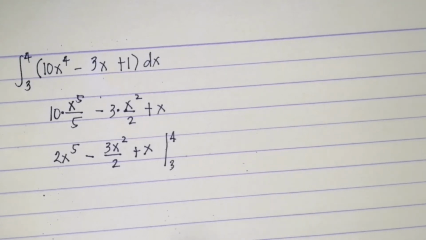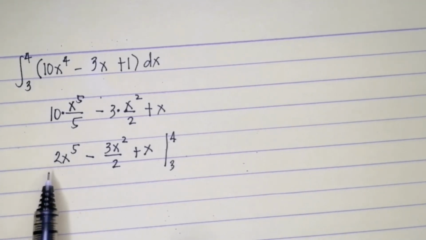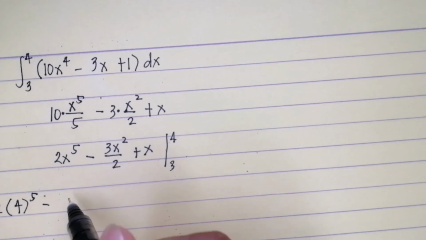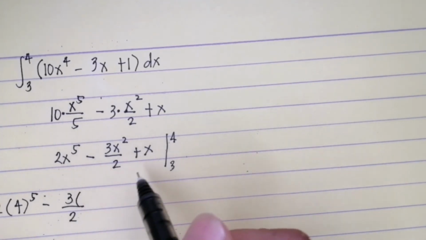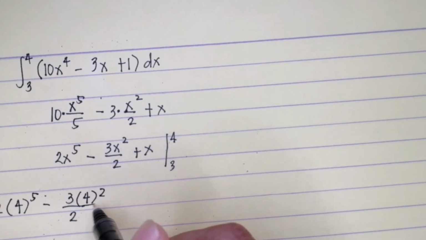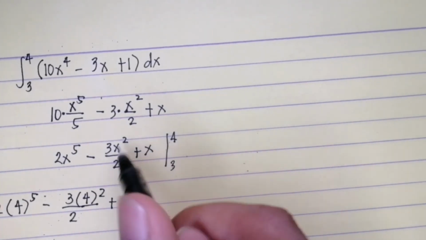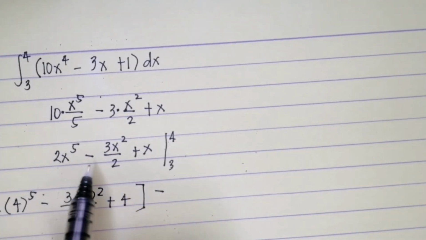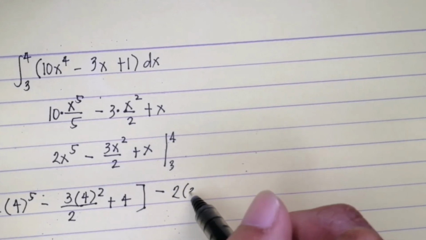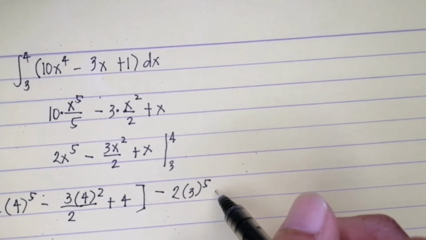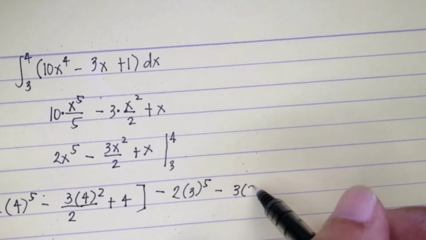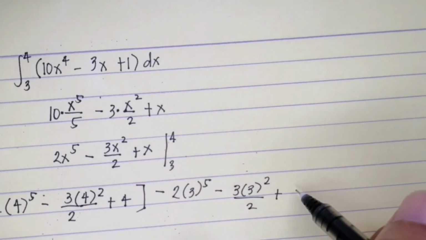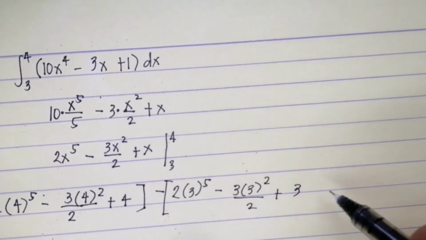Then, we are now ready to substitute. So, isa-substitute lang natin again sa x. We have 2 times 4 raised to 5 minus 3 halves times 4 squared plus 4. Ito pa lang yung first part natin, yung upper limit. Minus, ikakopy ulit ito, papalitan lang ng 3. We have 2 times 3 raised to 5 minus 3 times 3 squared over 2 plus, palit natin ito doon sa x, we have 3. And then, ikulong ulit natin.